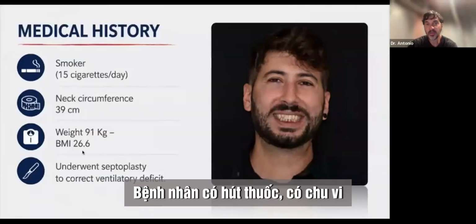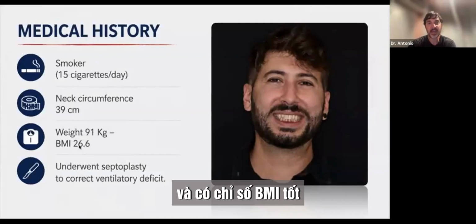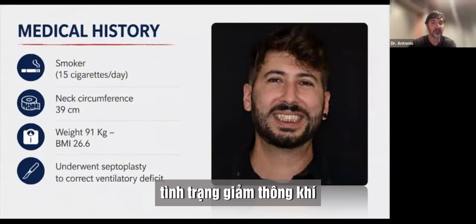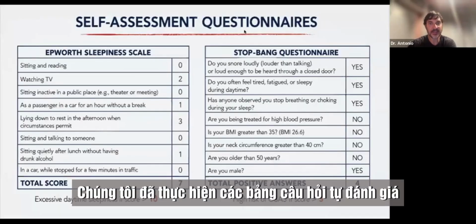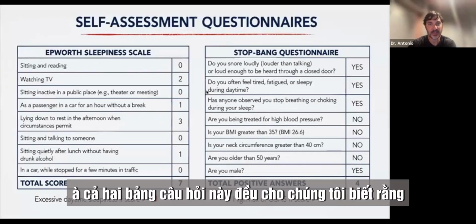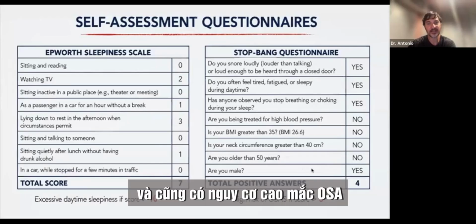He's a smoker. He has a neck circumference of 39, which is not bad, and he has a good BMI. He already underwent septoplasty to correct ventilatory deficit. We administered the self-assessment questionnaires, the Epworth and the STOP-Bang, and both said that he has excessive daytime sleepiness and also a high risk of OSAS.